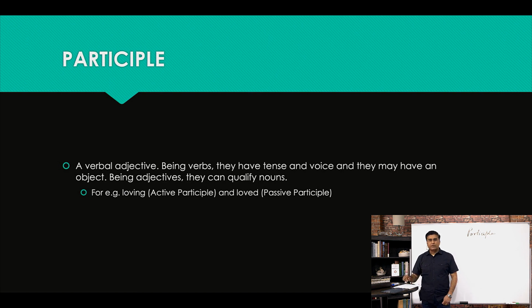For example, loving is an active participle, a verbal adjective, loving. Loved is also a participle. Again, verbs, but functioning as an adjective because they're verb, action word, but they're qualifying a noun. So he's a loving parent. Or, he was loved, something like that. Passive participle.